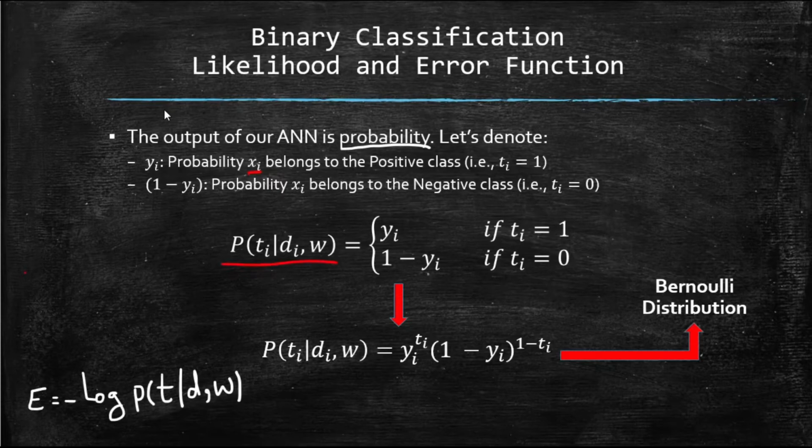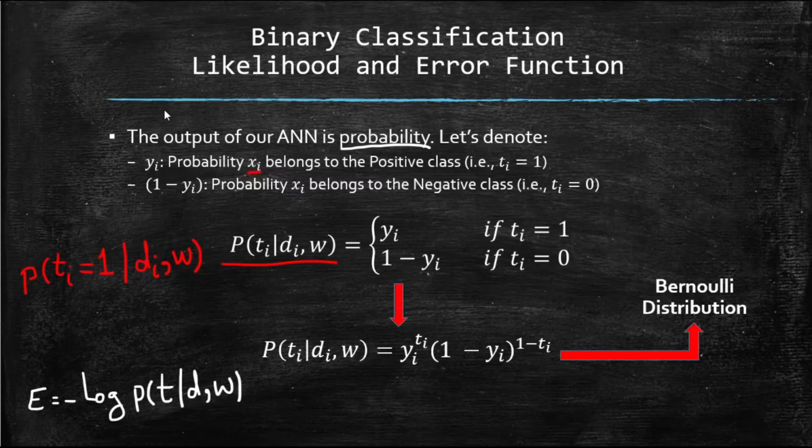So you can ask something like this. What is the probability of the ground truth for the ith input being equal to 1, meaning that the input belongs to the positive class, given that you have that input, d sub i, you can also show it with x sub i, doesn't matter, and the current parameters of your neural network? How probable is this? That is the likelihood. How likely is it for me to see the actual ground truth appearing as the output of my neural network?